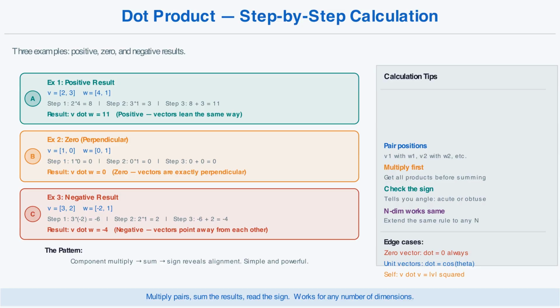Third example, v equals (3, 2), and w equals (-2, 1). 3 times negative 2 is negative 6. 2 times 1 is 2. Negative 6 plus 2 is negative 4. The dot product is negative. These vectors are pointing somewhat away from each other. The angle between them is greater than 90 degrees. See the pattern: multiply pairs, sum the results, and the sign tells you everything about the angle between them.